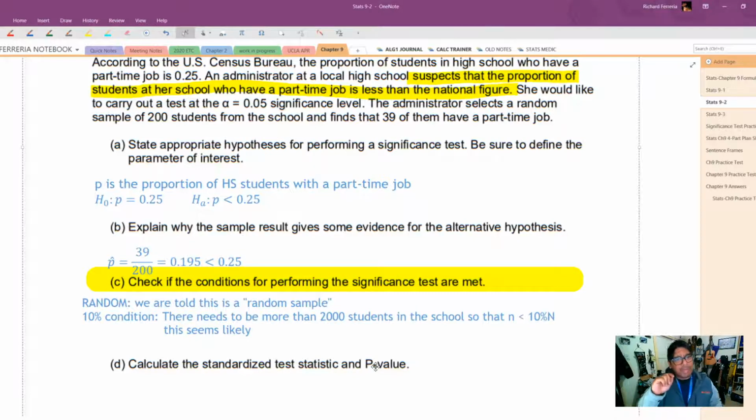And this does seem likely. Most schools that I come in contact with, I don't know about you out there, but definitely at my school, we have more than 2,000 students. So the 10% condition sounds good.